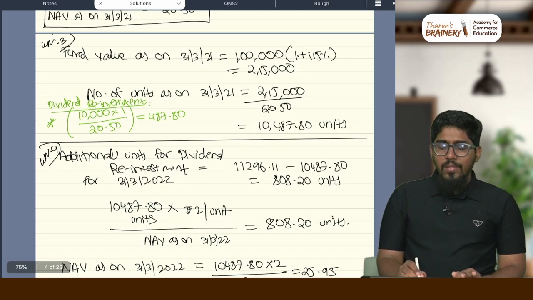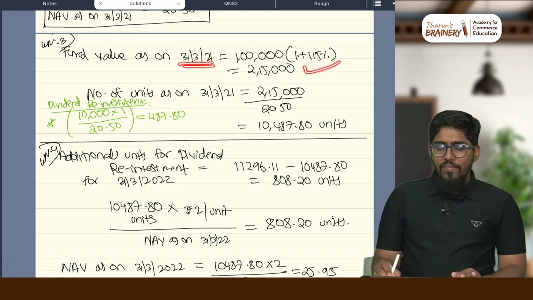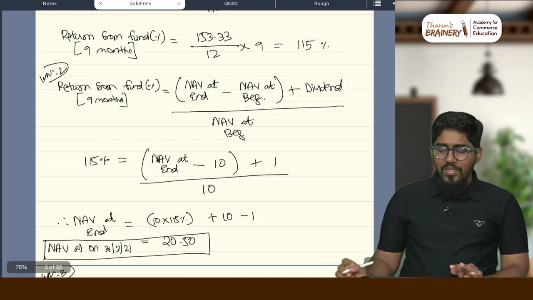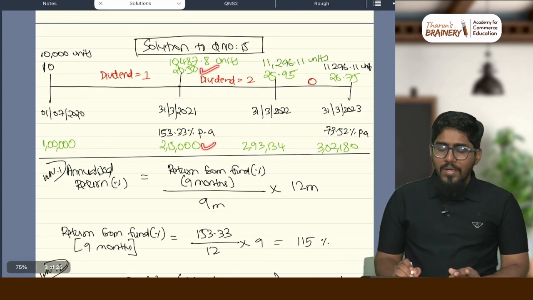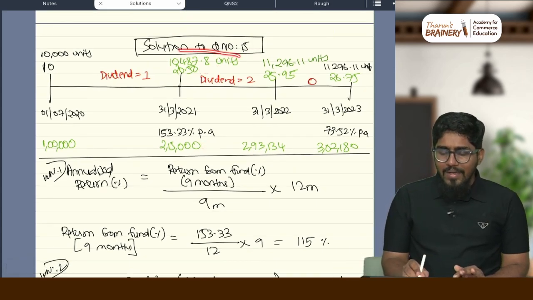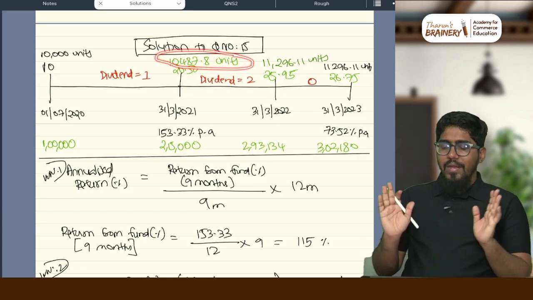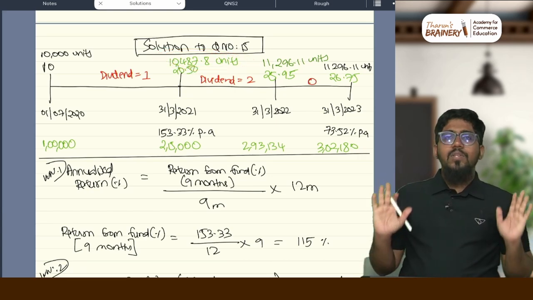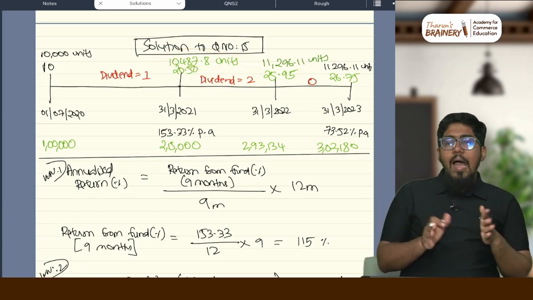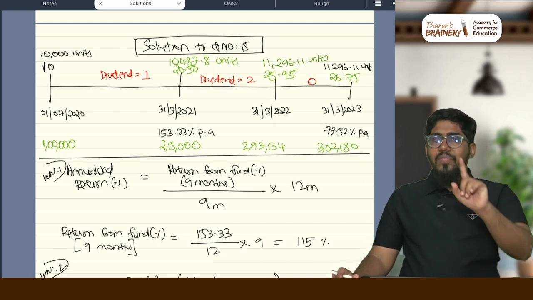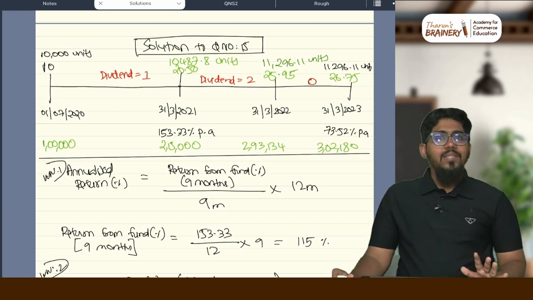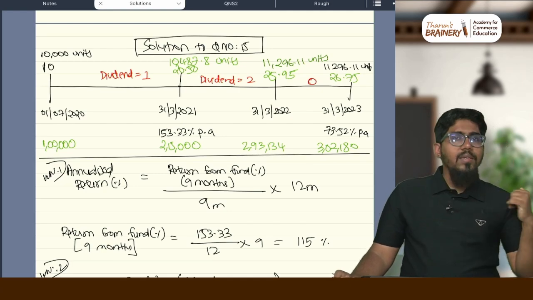Fund value as on 31/3/21 is 2,15,000 rupees. My number of units is nothing but value divided by NAV: 2,15,000 divided by 20.50, which is nothing but 10,487.8 units. If you are having this much clarity, half the problem has been solved. Now let us come to the second half of the problem. The first half of the problem is a bit easy, the second half requires more thinking.